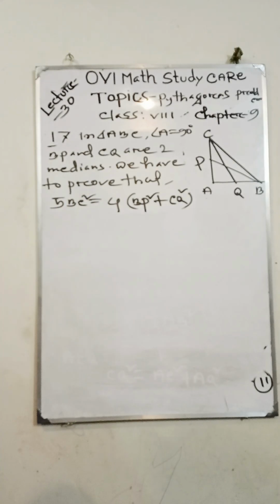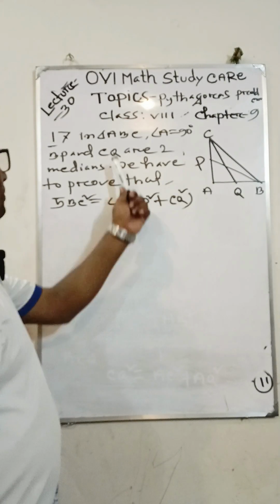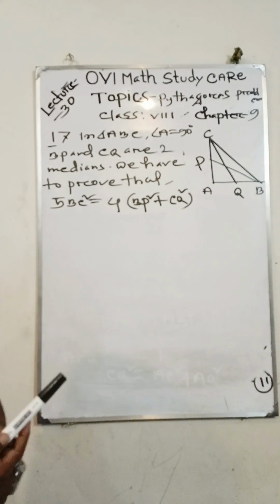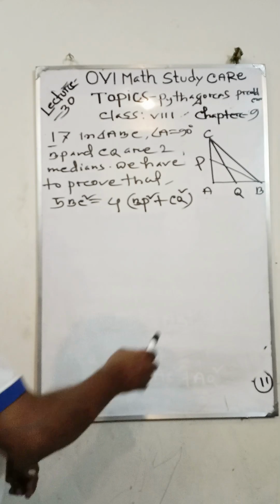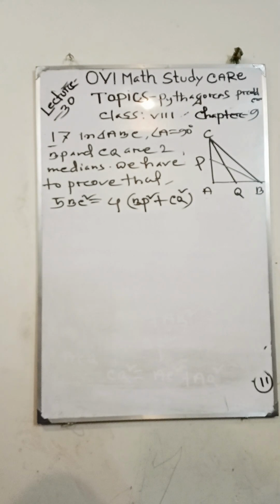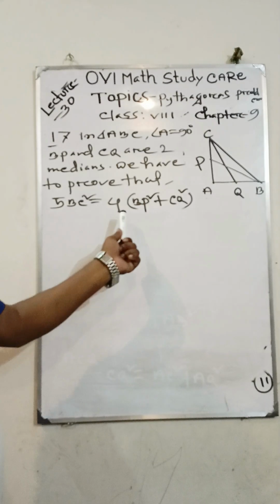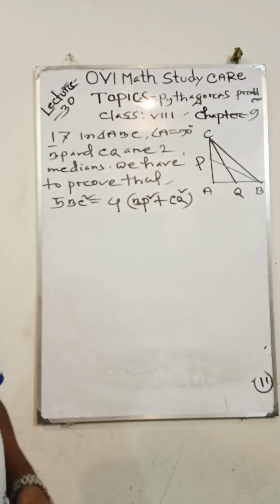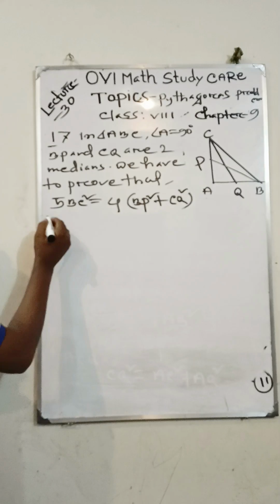Our first problem is exercise chapter 9, exercise number 17. The problem: in triangle ABC, angle A is 90 degrees, that means ABC is a right angle triangle. BP and CQ are the two medians. We have to prove that 5BC square equals 4 times the sum of BP square plus CQ square. How can we prove that? Dear students, prove.